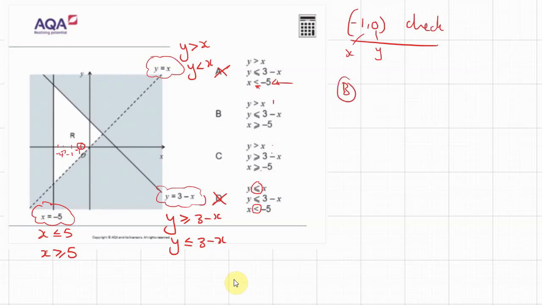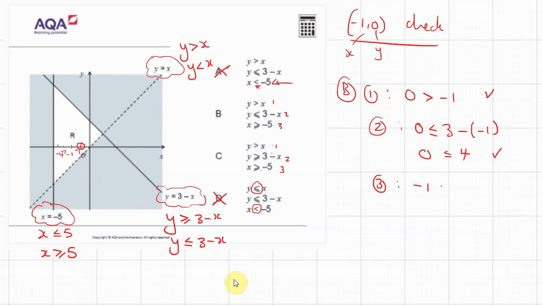Let's check B. We've got inequality 1, 2, 3, inequality 1, 2, 3. So let's check inequality 1. Is 0 greater than -1? And I've got them from my coordinate up here. Yes, that is true. Let's check inequality 2. Y is 0. Is that less than or equal to 3 subtract -1? 3 subtract -1 will be 4. So we're asking the question, is 0 less than or equal to 4? Yes. And then this final one, is -1 greater than or equal to -5? Yes, it is. So we know B is correct.